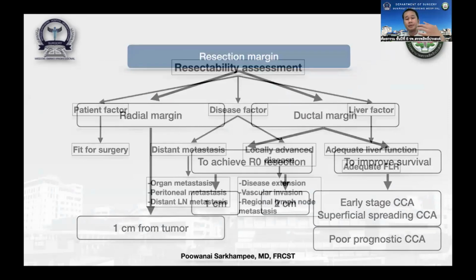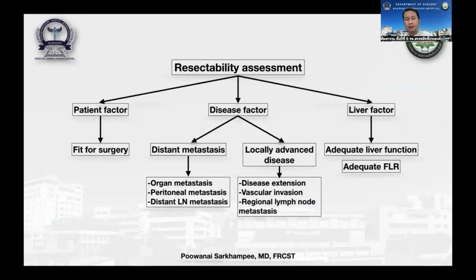Okay, so now the steps of the resection assessment. The patient is fit for surgery, the disease factors show no distant metastasis, and then local regional assessment of the disease extension. If the disease extension allows us to achieve R0 resection, it is resectable. And the next step is vascular resection.